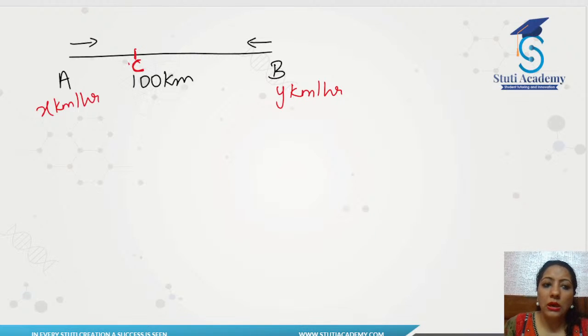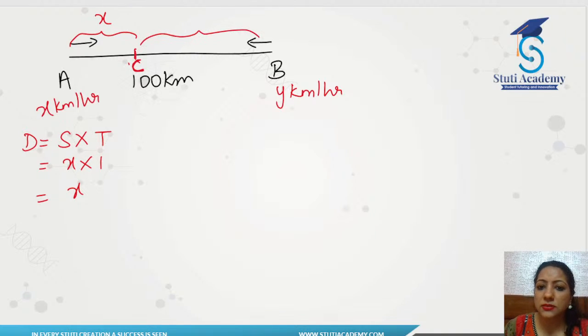Now, here, this car has speed x kilometer per hour. Let us take the distance traveled by this car in 1 hour. It is speed into time, that is x itself. So this much is the distance traveled by this car, that is x here.